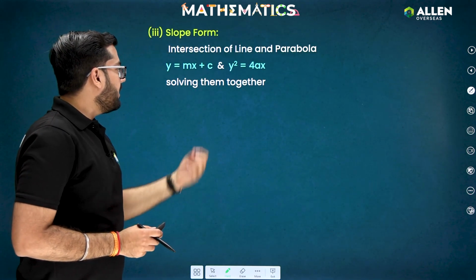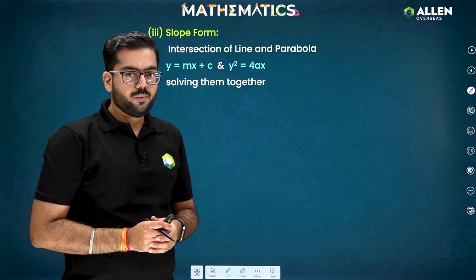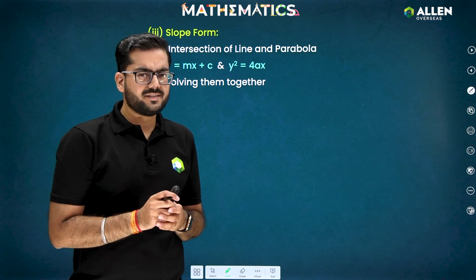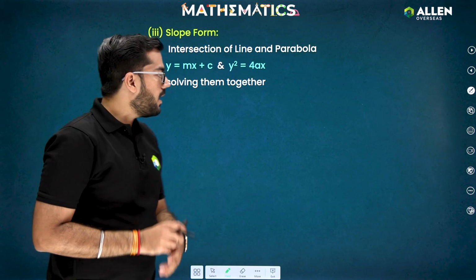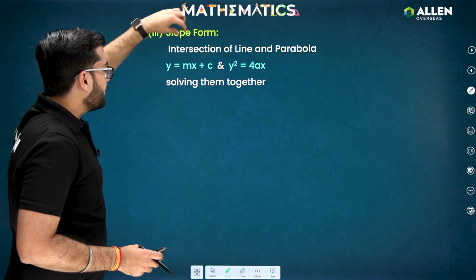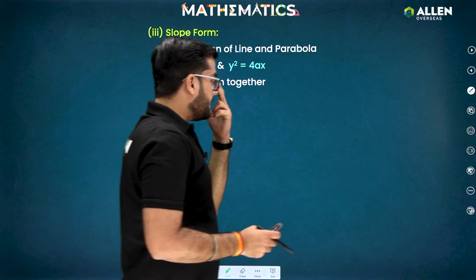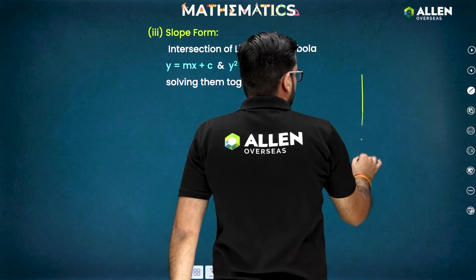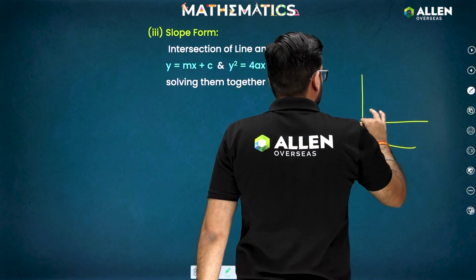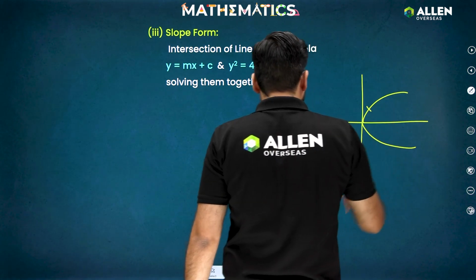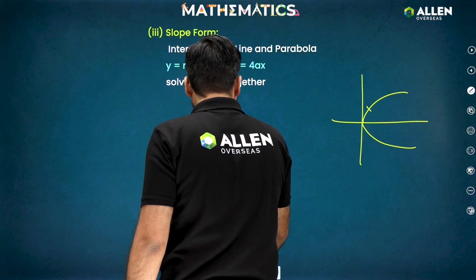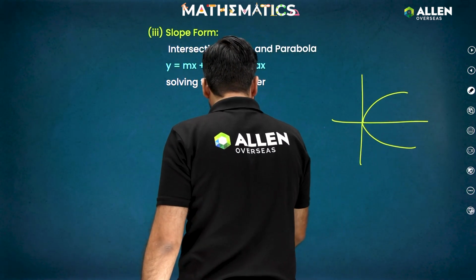Now the third one, we have slope form. For the slope form, what we need to do? First of all, we need to understand the proper scenario. Now here we have y square is equal to 4ax and y is equal to mx plus c. So let's say again I have one parabola, that is y square is equal to 4ax, and I want to make one tangent, but now this time I don't have any point of contact.